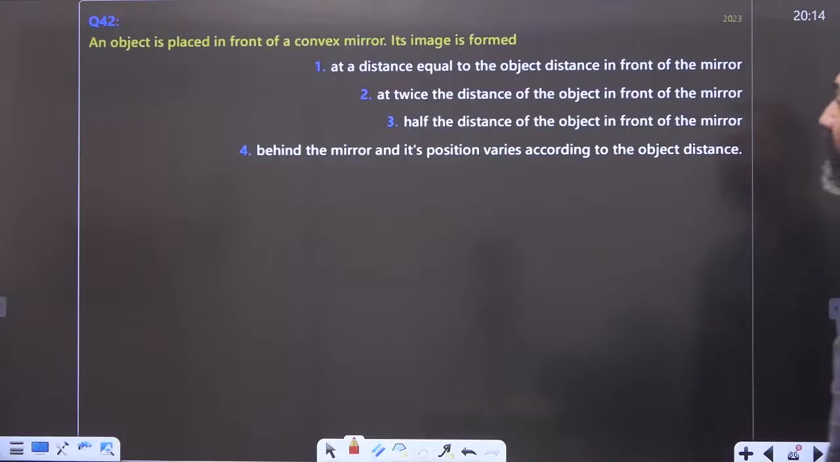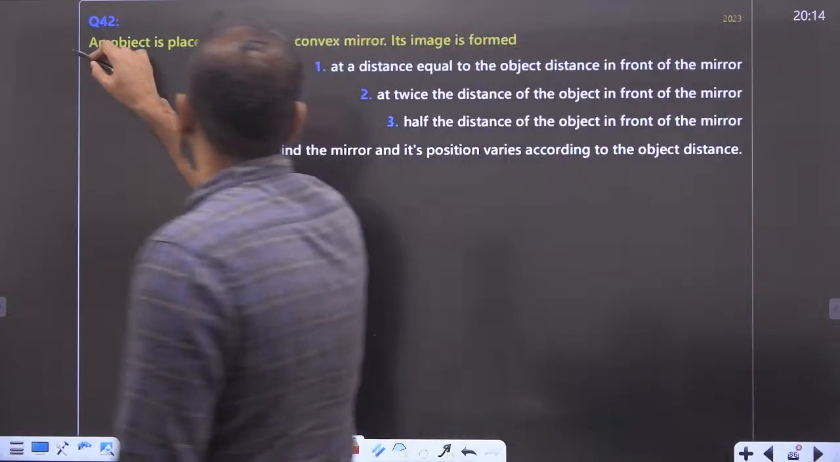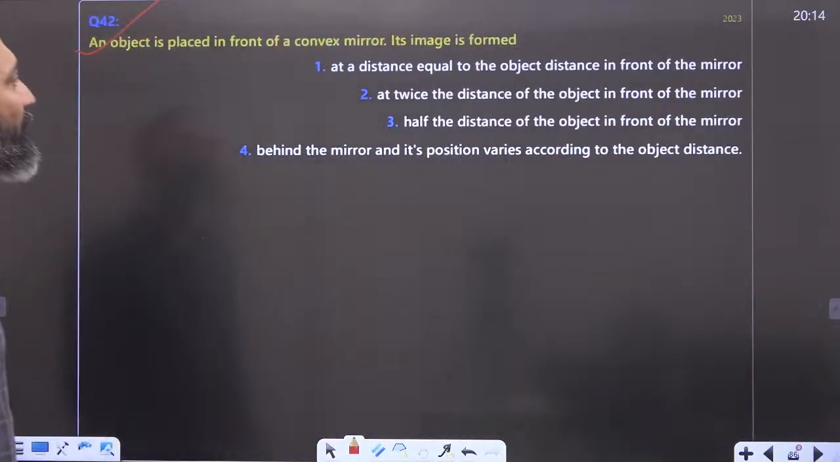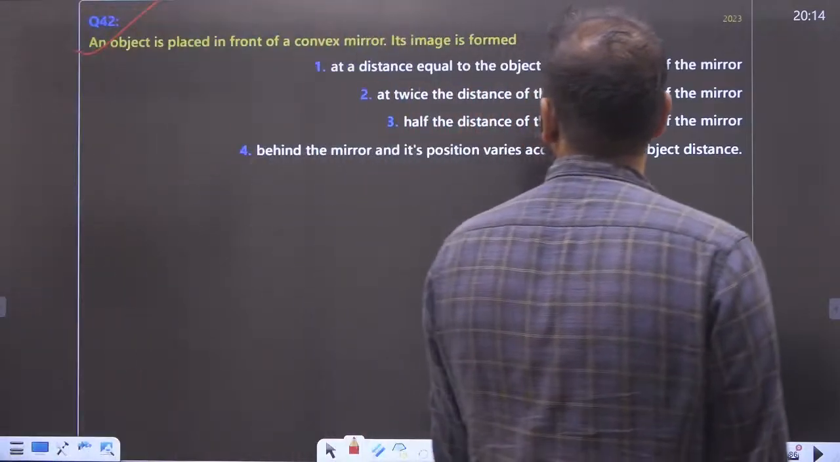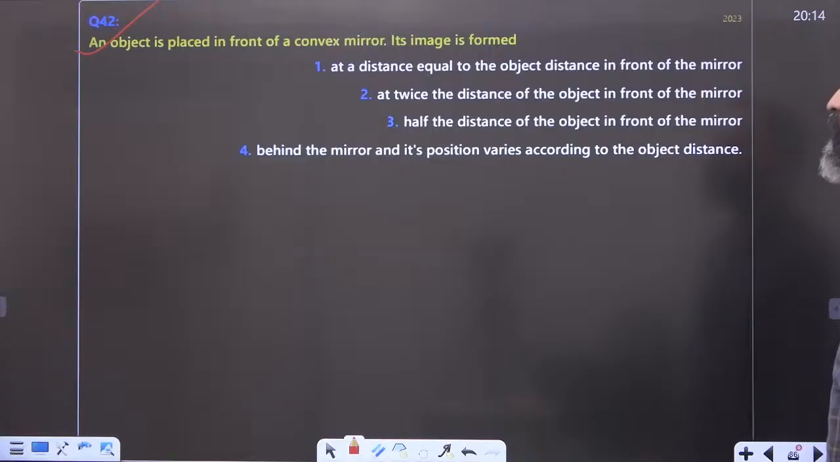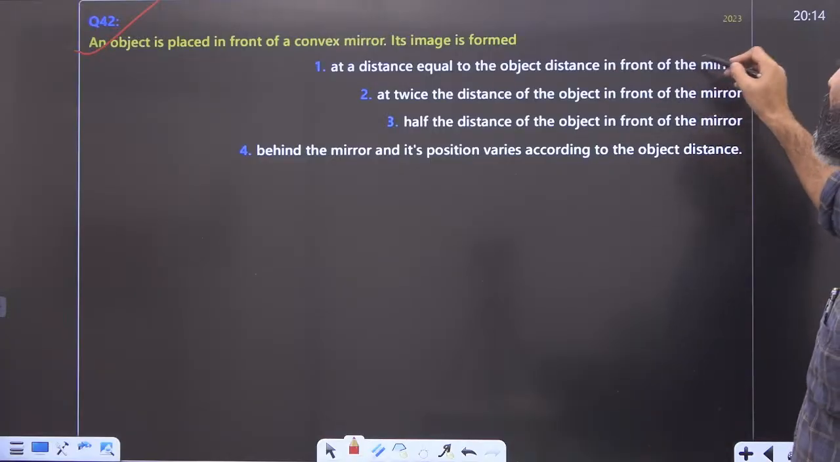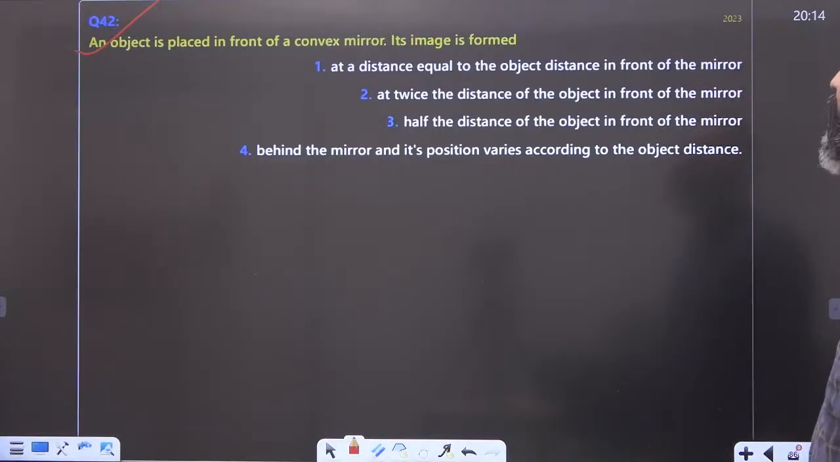An object is placed in front of a convex mirror, its image is formed where? The options: at a distance equal to the object distance in front of the mirror, at twice the distance of the object in front of the mirror, at half the distance of the object in front of the mirror, behind the mirror and its position varies according to the object distance.